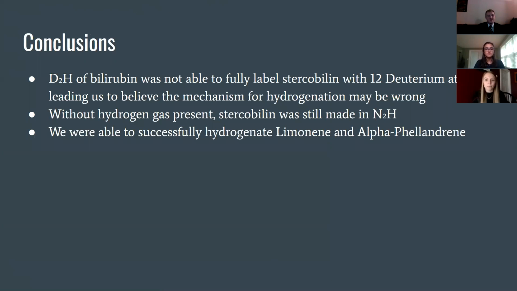So some conclusions: D2H of bilirubin was not able to fully label stercobilin with the 12 suggested deuterium atoms. And that leads us to believe that the mechanism for hydrogenation may be wrong, which will, for a fact, hinder our research further into stercobilin, as if we cannot fully understand the mechanism, then we will not be able to run successful reactions over and over again in order to make this isotopically labeled biomarker for autism.